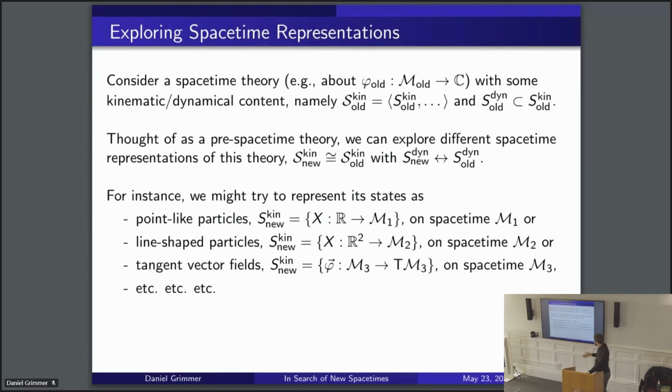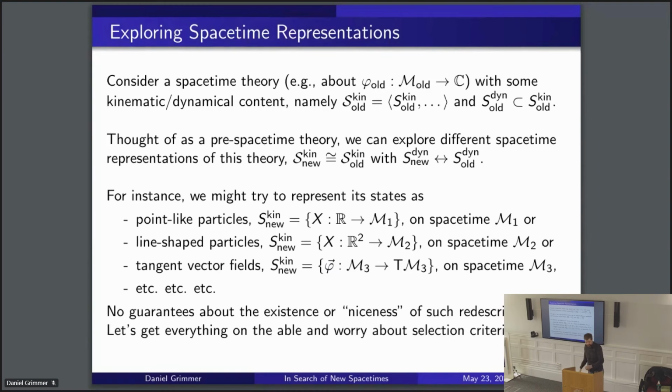Like, you could try and represent it in all these different kinds of spacetimes. I make no guarantee about the existence or niceness of any particular kind of description. That's for us to explore and find. But first, I'm saying let's get everything on the table, so to speak, and then we'll hone it down with selection criteria later. But let's find a tool that lets us explore this space in an efficient way first.